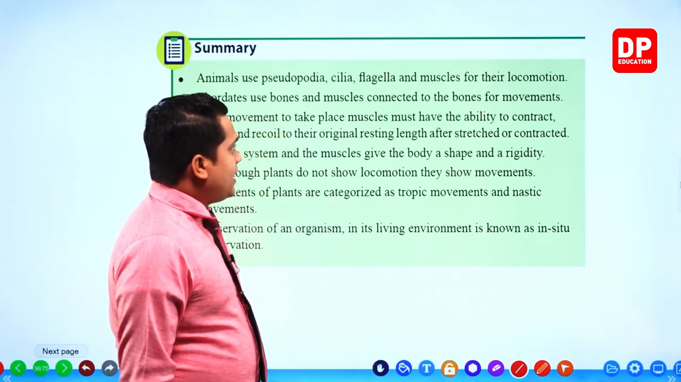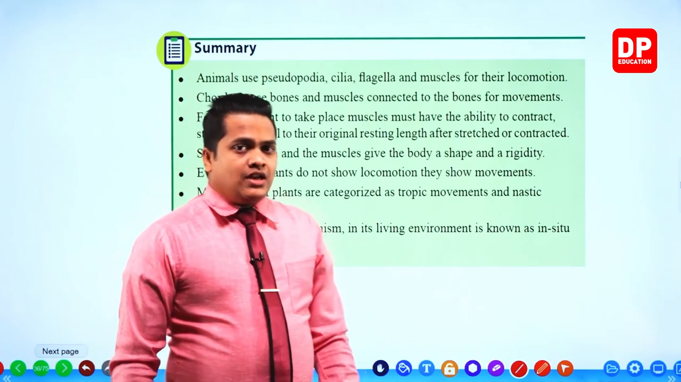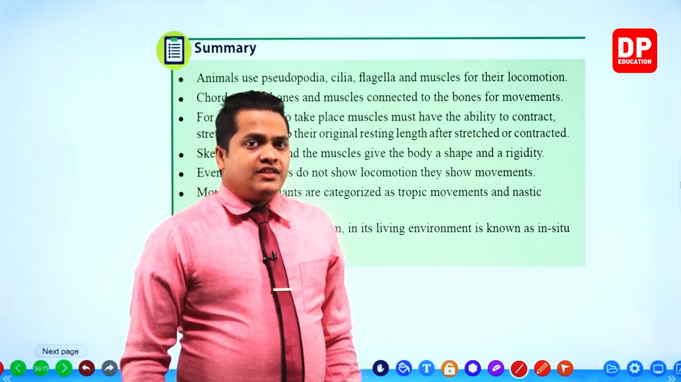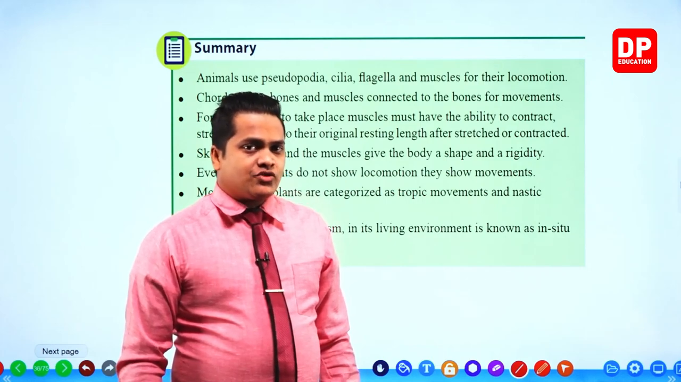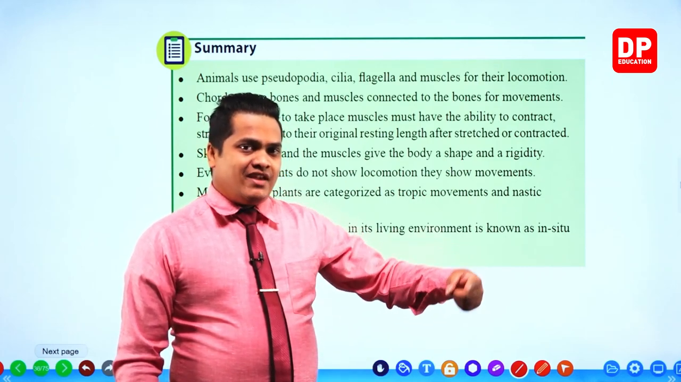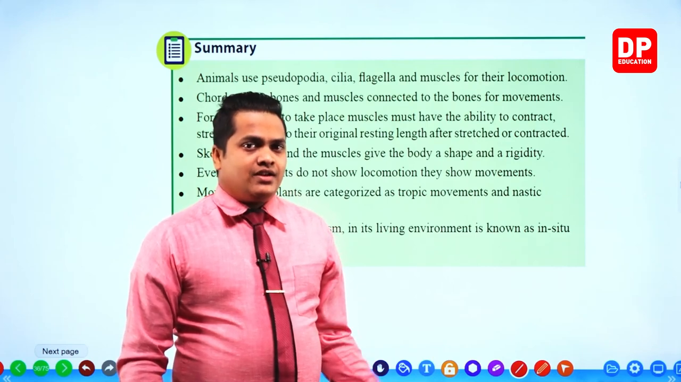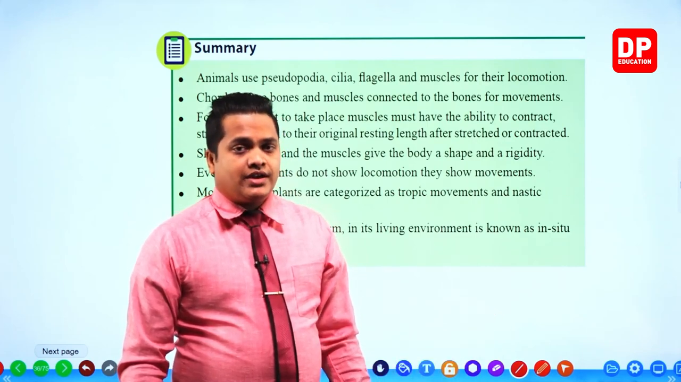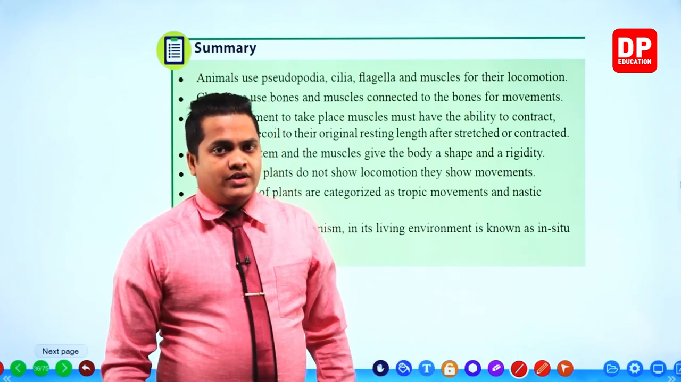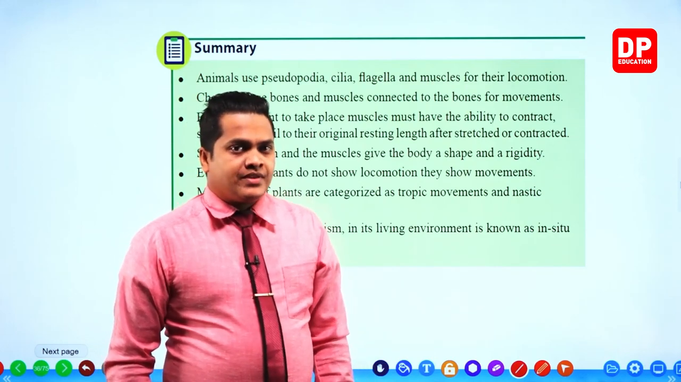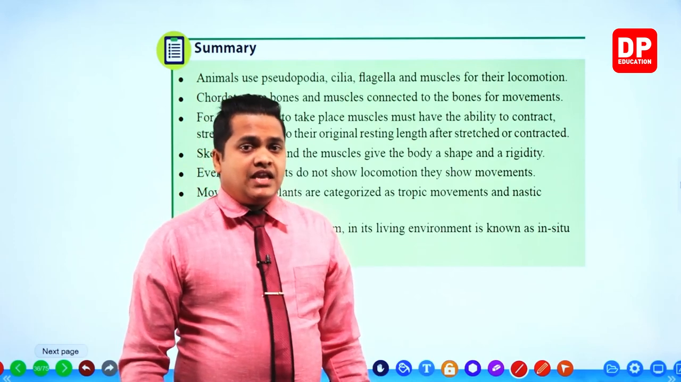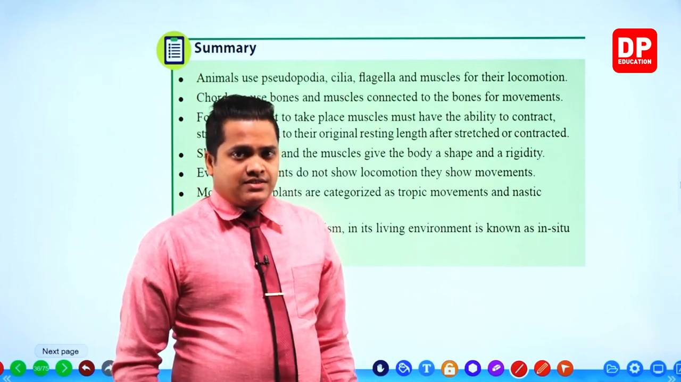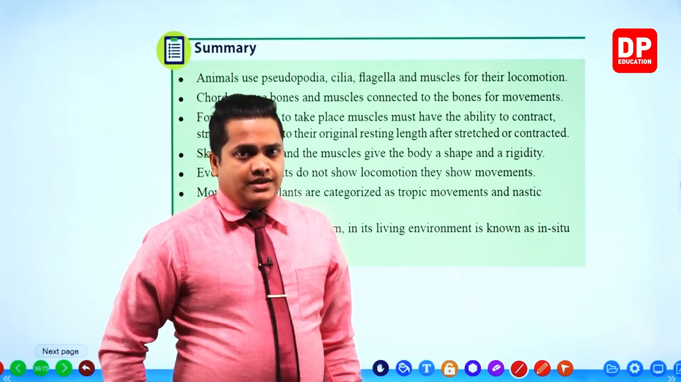Then the next one, flagella. Flagella can be observed on the body of euglena. It's like a thread-like structure. By waving this thread-like structure here and there, the euglena can move from one place to another, or it can locomote. Then muscles. Invertebrates use muscles for their locomotion mainly.